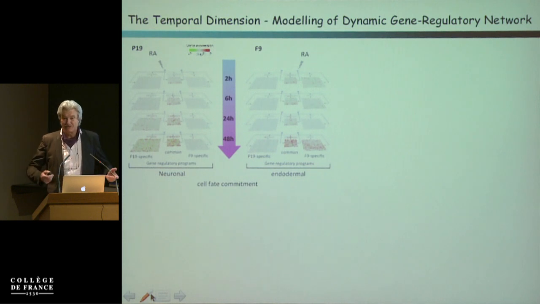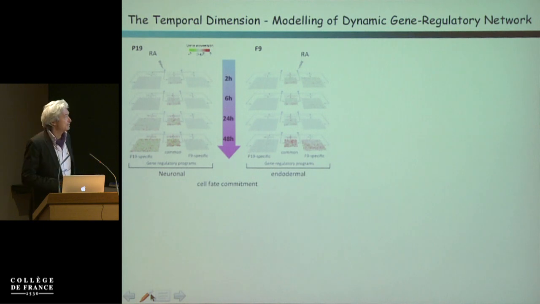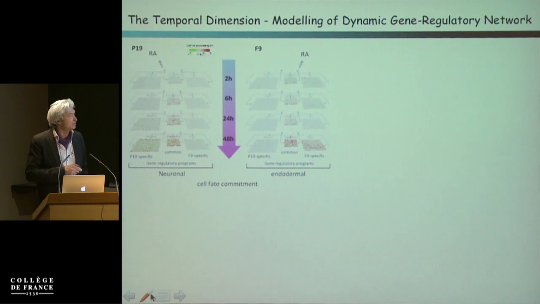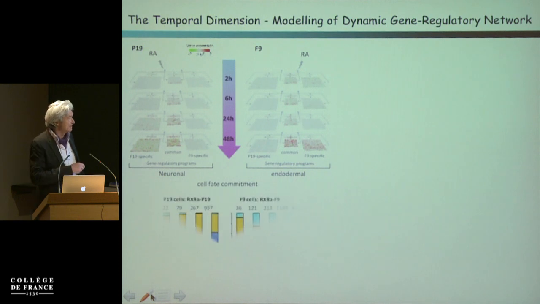But as you know, aging, development, everything is a vector, so we have to put in temporal information. And what you can see here, for example, is just a series of snapshots of gene activation or gene regulation. So activation is always red, repression is green. And you see the programs which are activated, either the P19 or the F9, over time.